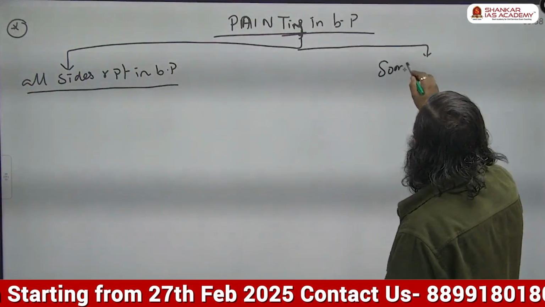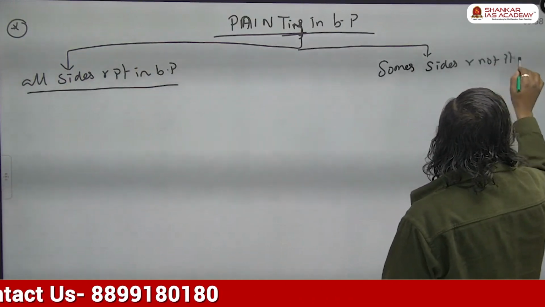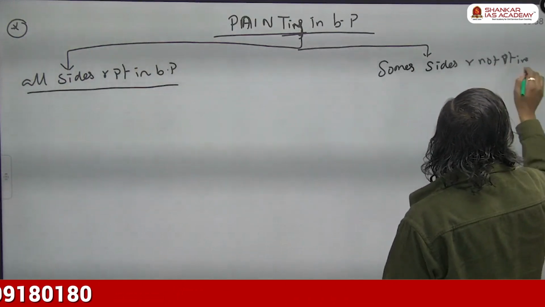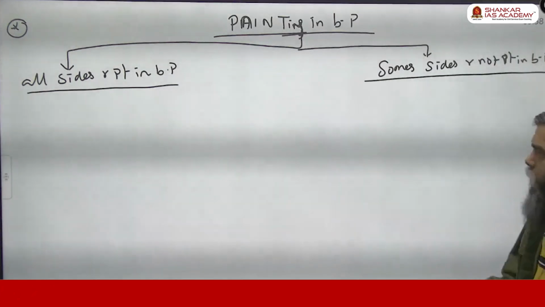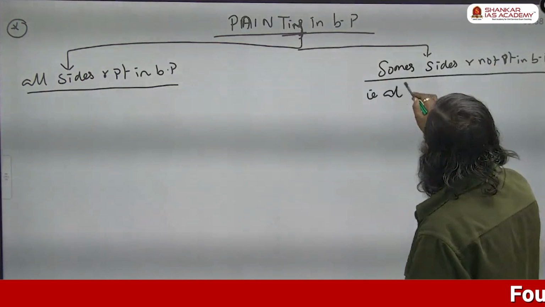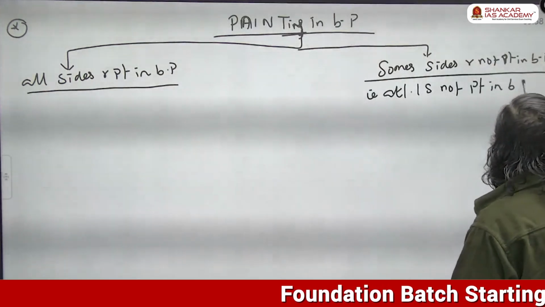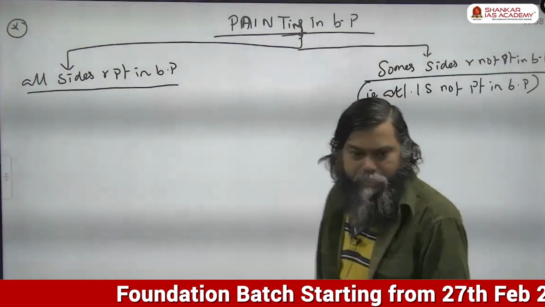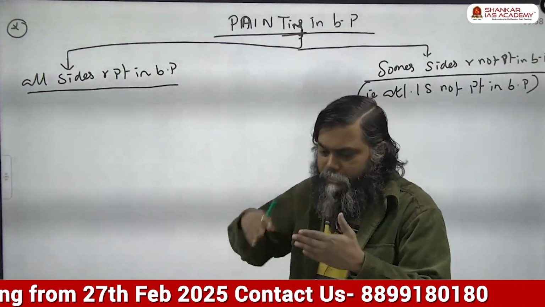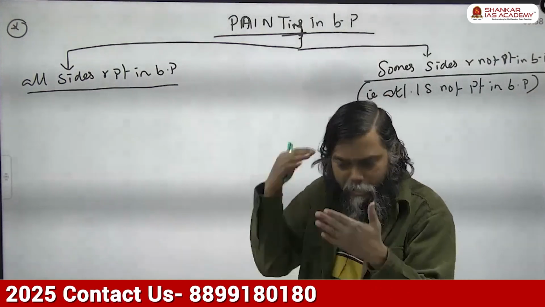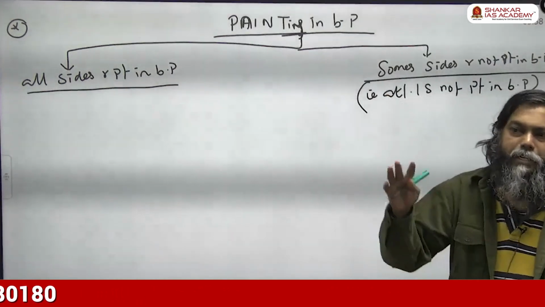Some sides are not painted in the bigger piece. Did you understand this? What is the meaning of this? At least one side not painted. Front is not painted on the bigger piece, remaining five sides painted. Or front and right not painted, remaining sides painted. Or one opposite side not painted. Like that. At least one side not painted in the bigger piece.